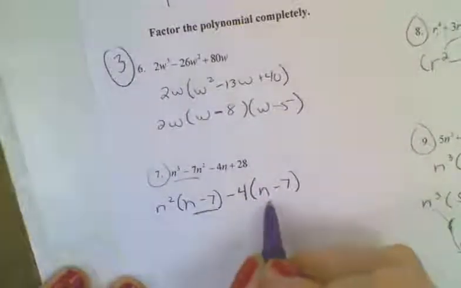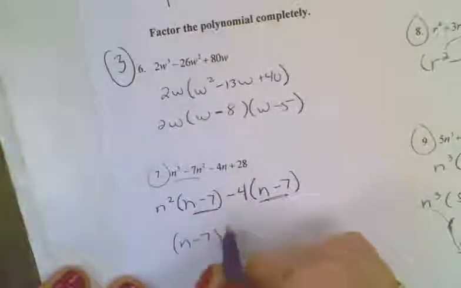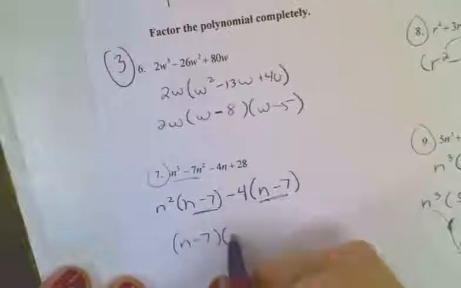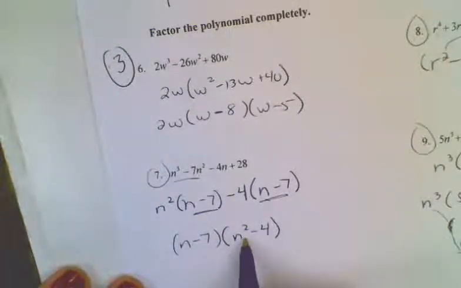So if this works, those two have to be the same, n minus 7. That's one factor. What's left out here is your other factor, n squared minus 4. Now you should check, can this be factored?